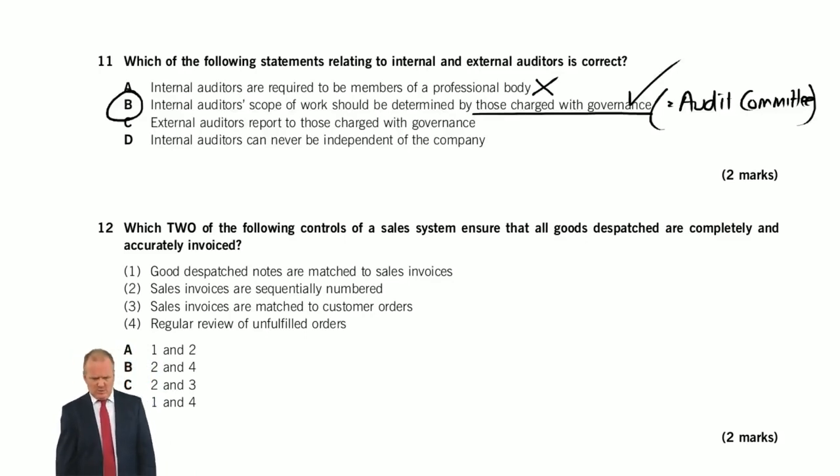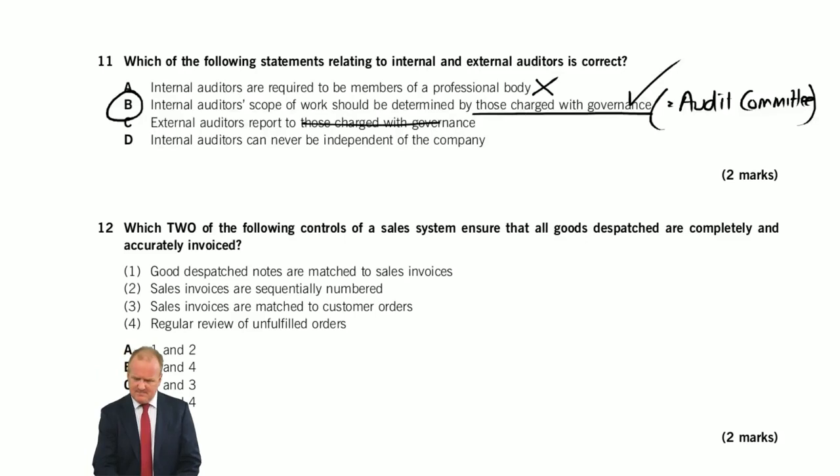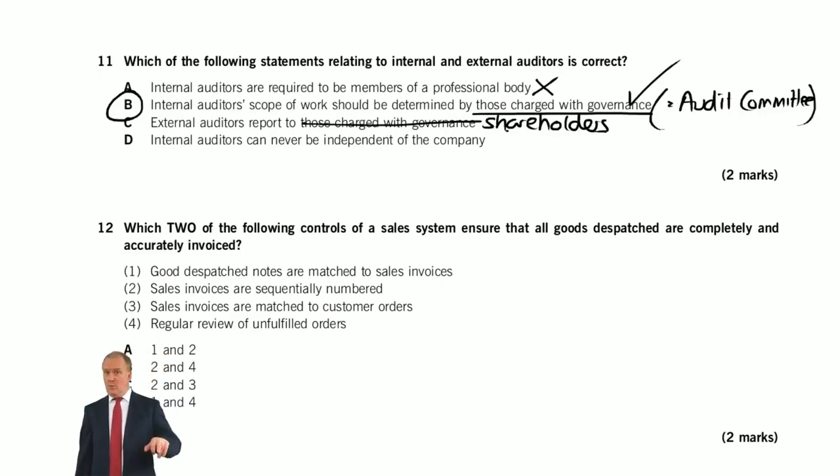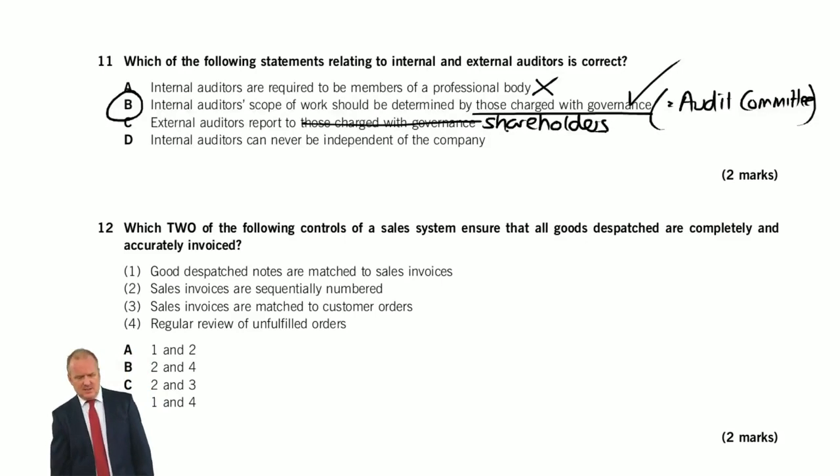External auditors report to those charged with governance. No, they report to the shareholders. We discuss our report with those charged with governance, the Audit Committee, before we send it to the shareholders, but we are required to report to shareholders. Internal auditors can never be independent of the company.